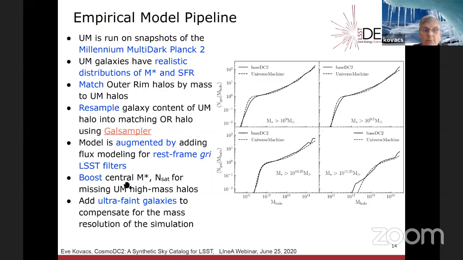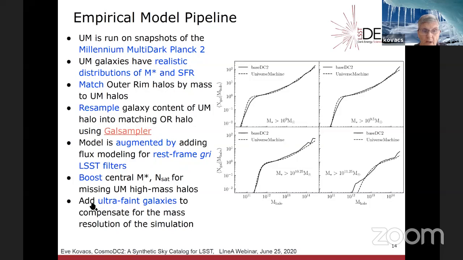There's one point that's worth mentioning here. Since the Universe Machine was coming from a smaller simulation, there will be some missing very high mass halos. And so we had to come up with a way to boost the stellar mass of the central objects and the number of satellites for these very high mass halos. All of these details are described in the CosmoDC2 paper, and I'll refer you to that for more details.